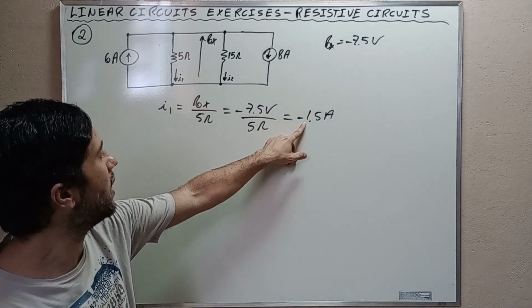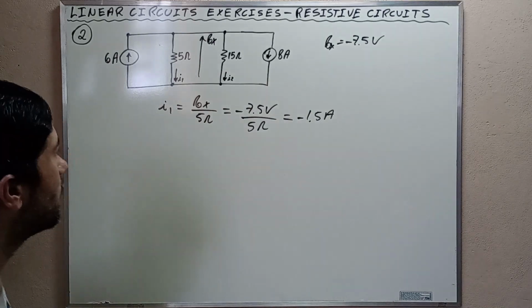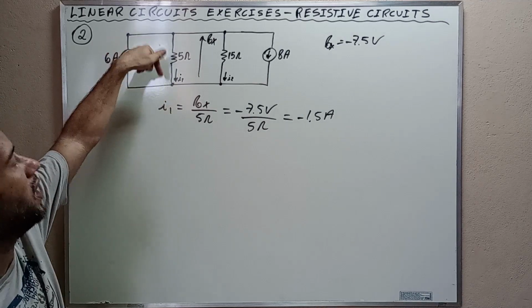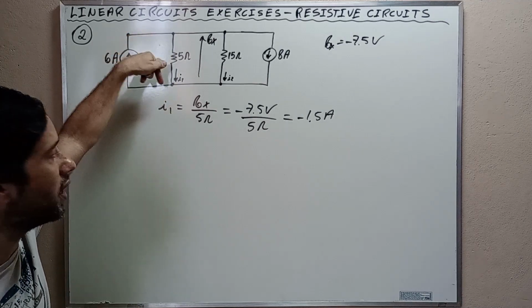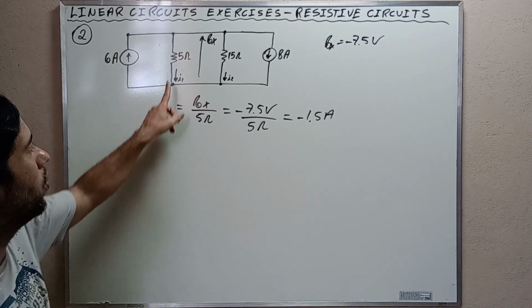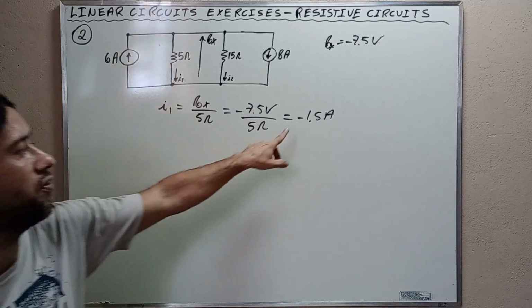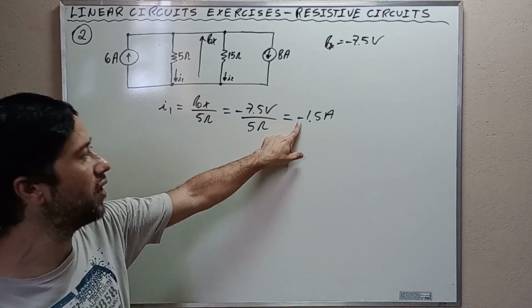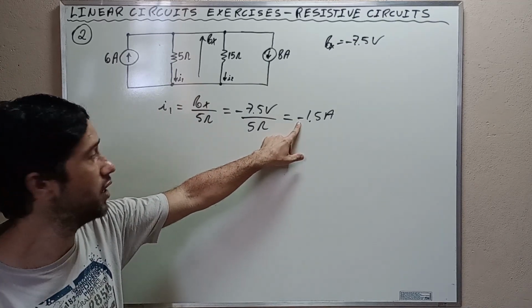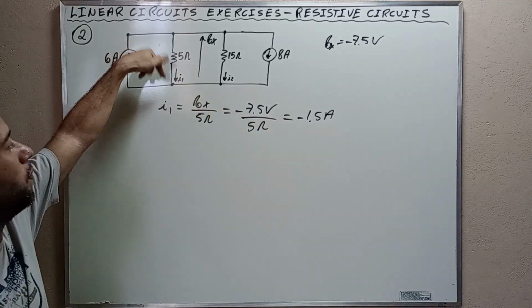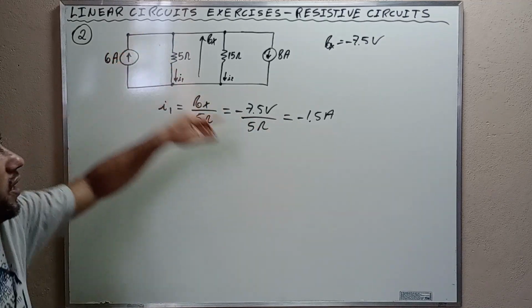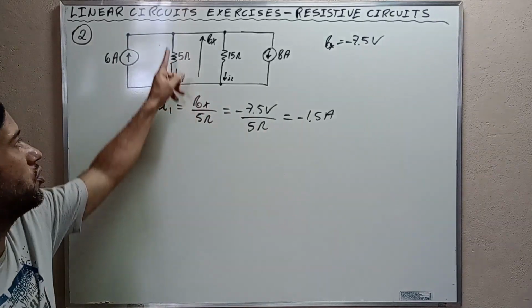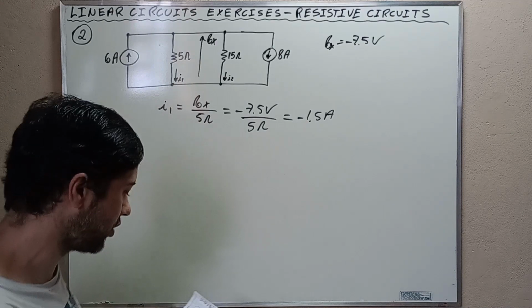Okay, so what does it mean? We found a negative number here. What does it mean? Is it wrong? No, it is not wrong. It means that instead of going down here, actually I1 is going upwards. This is what this negative sign means, okay? If we found a positive sign here, it would mean that precisely I1 is going downwards here. But as we found a negative sign, it means that I1 is going in the reverse direction.